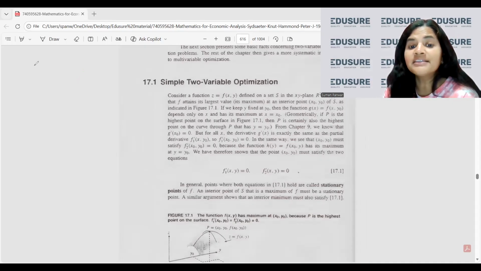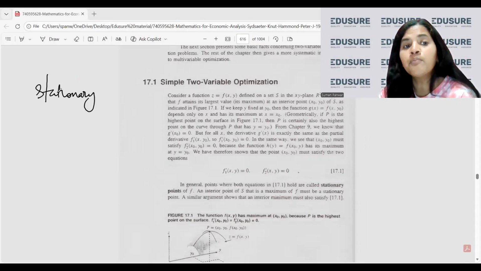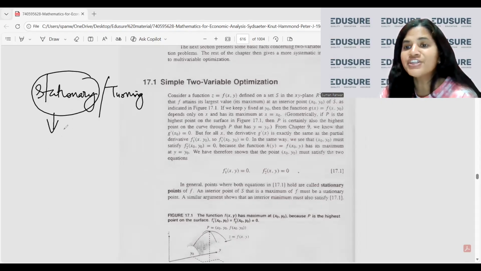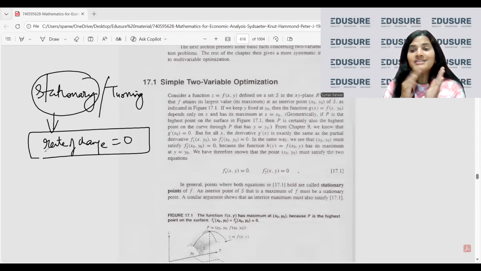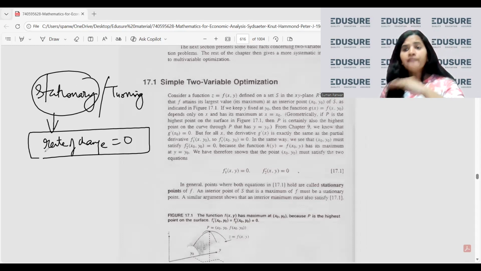So these are the necessary conditions for maxima or minima, and these points are known as stationary or turning points. Why are these called stationary points? These are called stationary points because the rate of change becomes zero. That means before this and after this the rates of change were positive, negative or something, but at these particular points everything becomes stationary. So everything becomes stationary at the points of local maxima or local minima. So this is all about necessary conditions for a function of two variables to have a local maxima or minima.